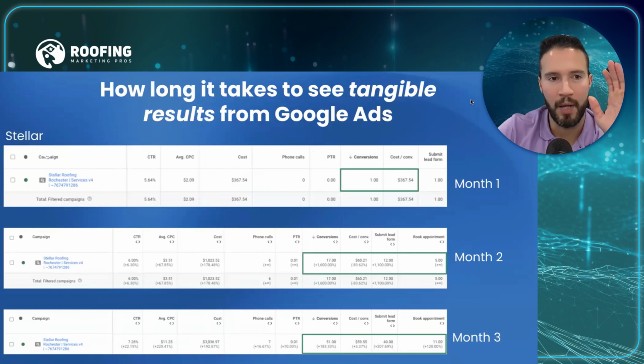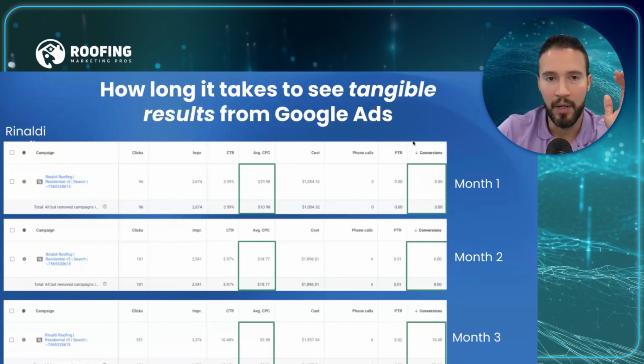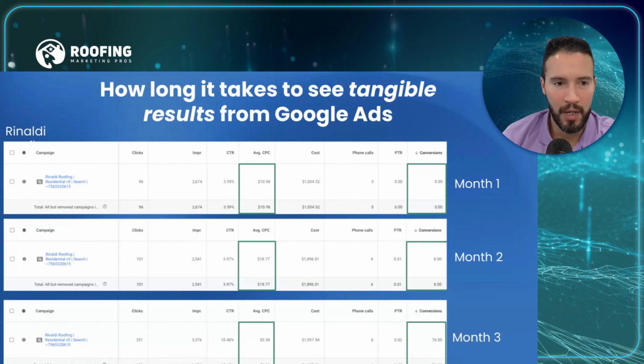This is a much better example, a client. What are you seeing? This is Rinaldi Roofing. First month, spent $1,000, got zero leads. Second month, $1,000 is not a ton of money, but he got zero leads. Third month, he spent $1,800 and got eight leads. It's a little bit better. And then the fourth month, you see the big jump: $1,900 and 76 leads. That's what it looks like.